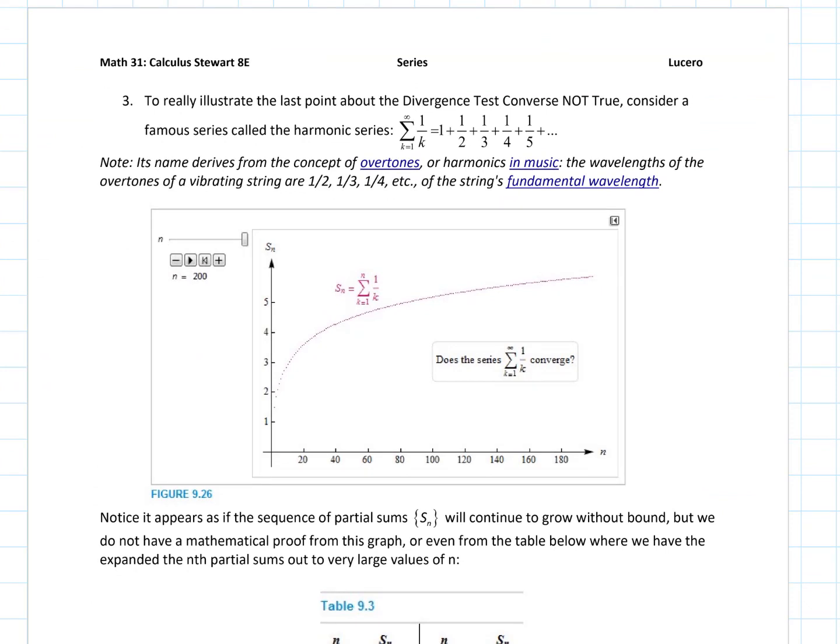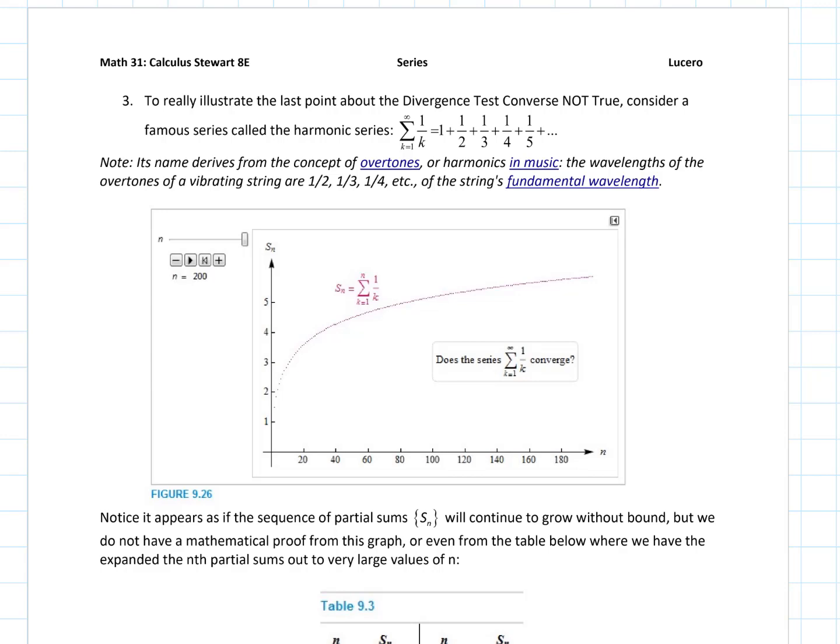If we consider this harmonic series, and this is one we actually looked at at the beginning of this section, this is not one that we can easily come up with an explicit definition for the partial sums, but we can show in a variety of different ways that this particular series is actually divergent. You can see here, this is adding up the first 200 partial sums, and the sequence of partial sums just continues to grow and grow and grow.